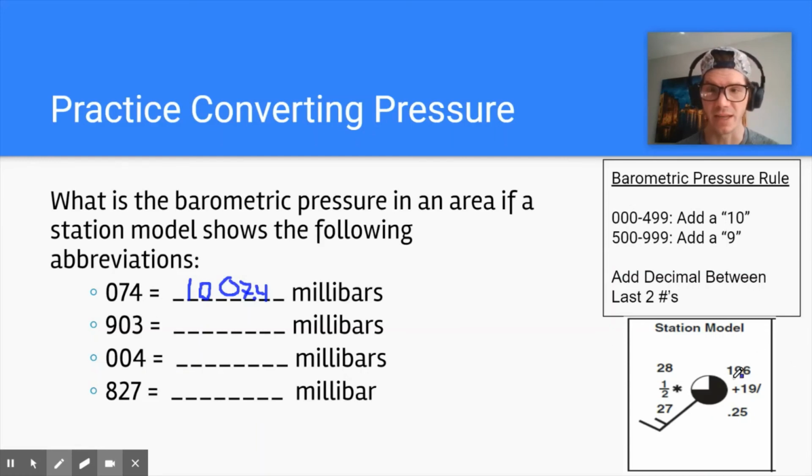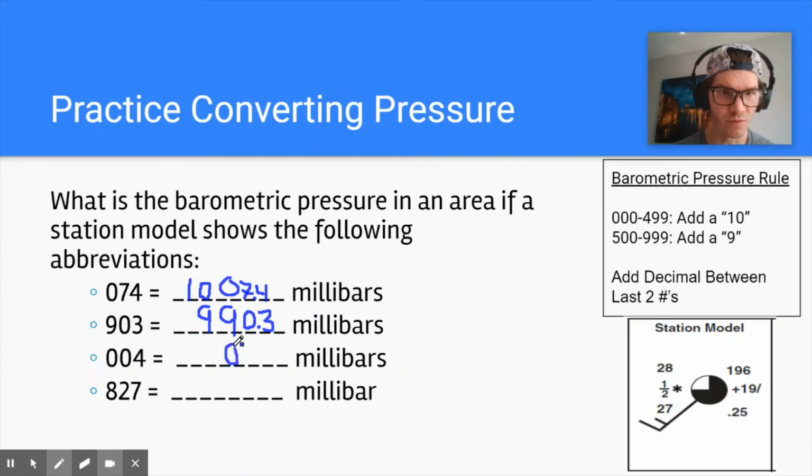If 903 is here in the top right, first we could just write the number in, 903. Now it's in between 500 and 999, so this time around I will add a 9. And again, I add a decimal in between the last 2. Remember, these are all pretty close to 1,000, right? 990, 1,007. We're getting right around that average barometric pressure of 1,013. Let's take a look at this next one.